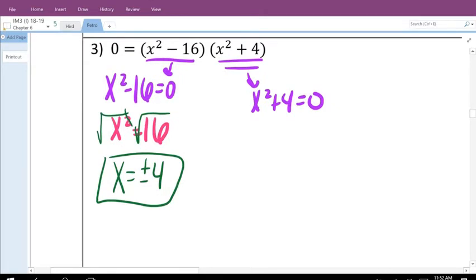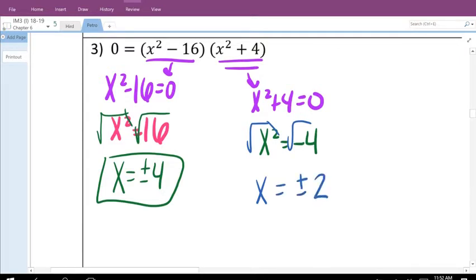Let's talk about this next one because it's a little bit different. I have to subtract 4 from both sides, so I get x squared equals -4, which is going to result in an issue because we can't have negatives under the radical. I still take the square root, same thing, but now I have x equals plus or minus 2 what? i. There we go.